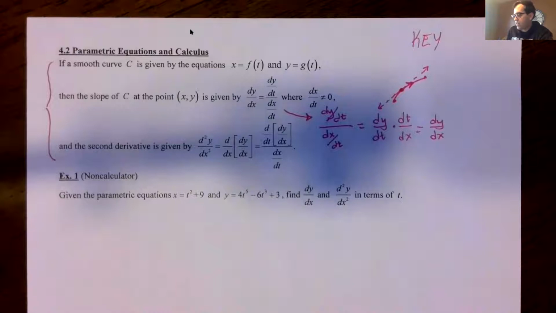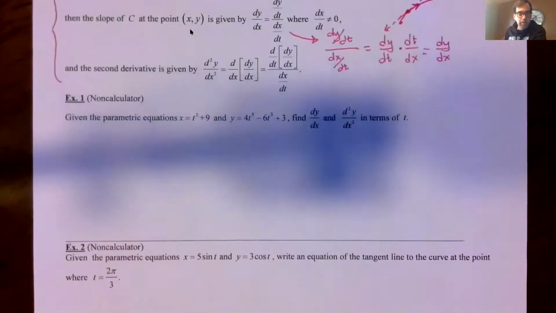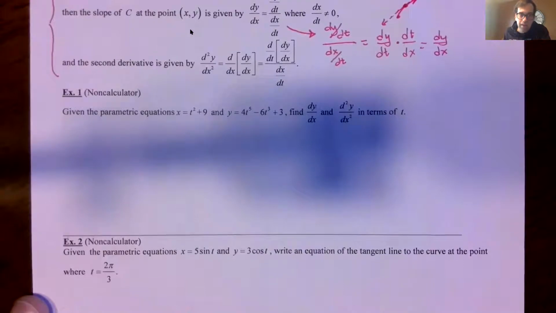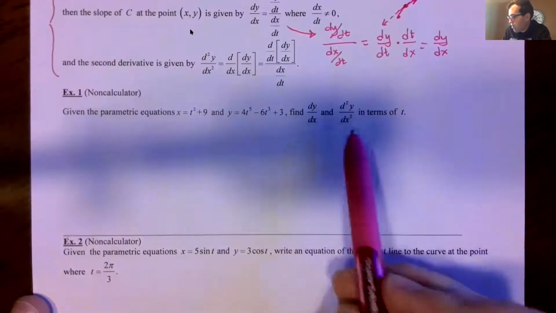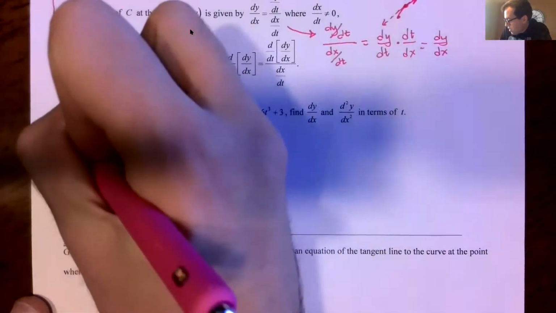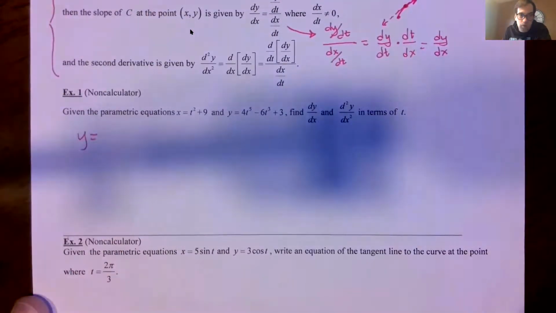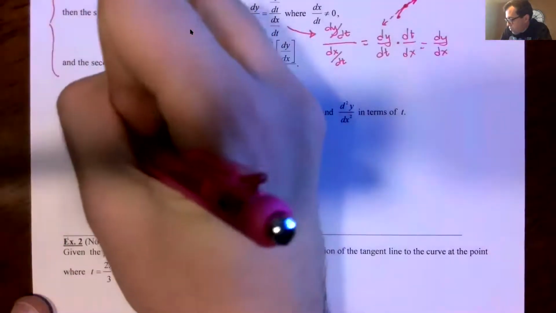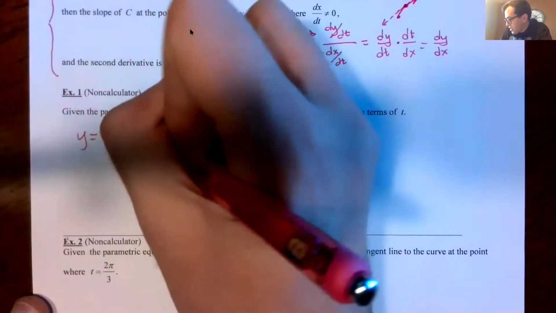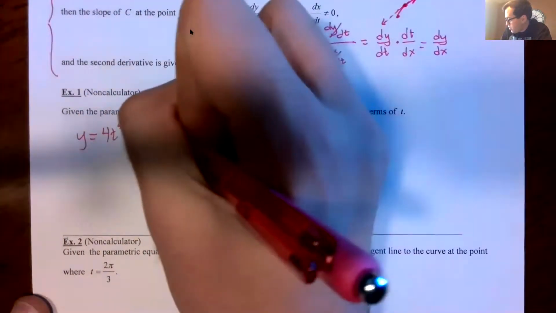Okay, let's take a look at example 1. Given the parametric equations x equals t squared plus 9 and y equals 4t to the 5th minus 6t cubed plus 3, find dy dx, and then we're going to come back and find the second derivative as well. So first, we're just told that y equals 4t to the 5th minus 6t cubed plus 3.